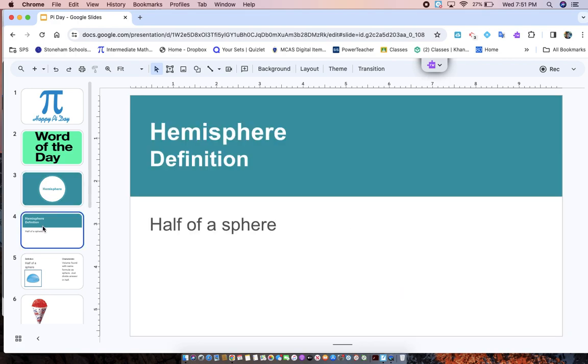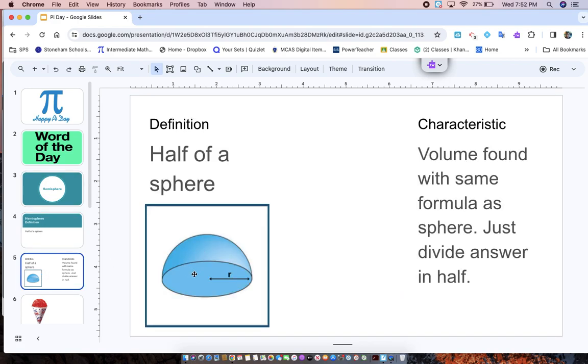Hemisphere means half of a sphere. Here you can see a picture of a hemisphere, or half of a sphere. And a characteristic is that we find the volume of a hemisphere with the same formula as a sphere. We just divide the answer in half.